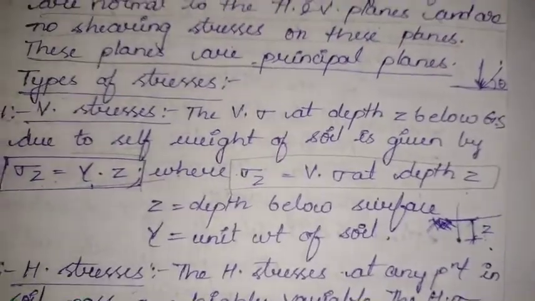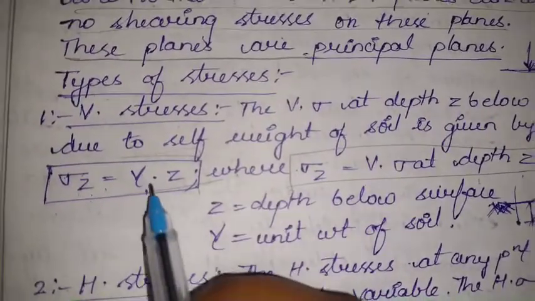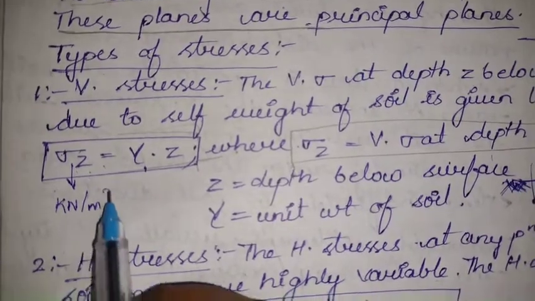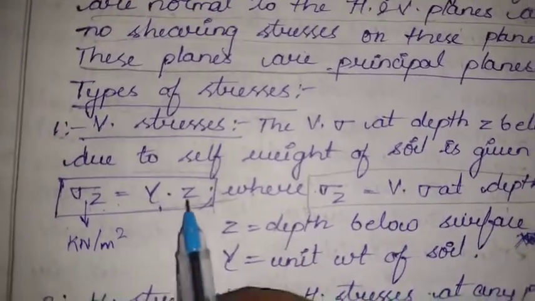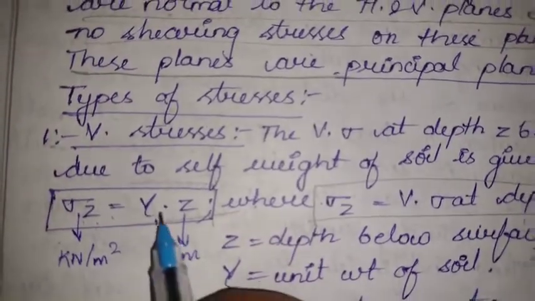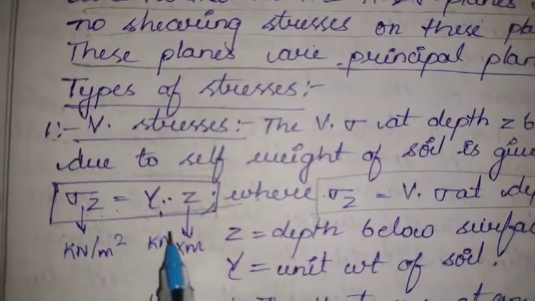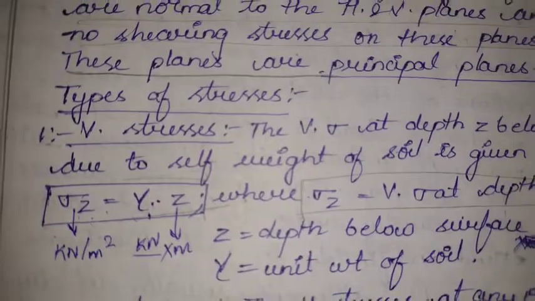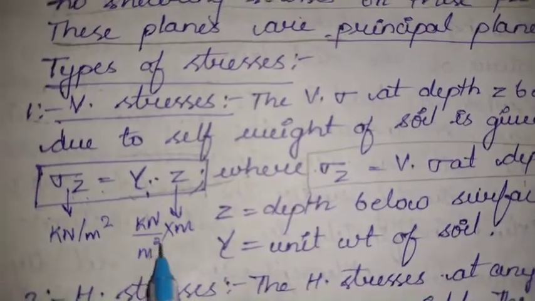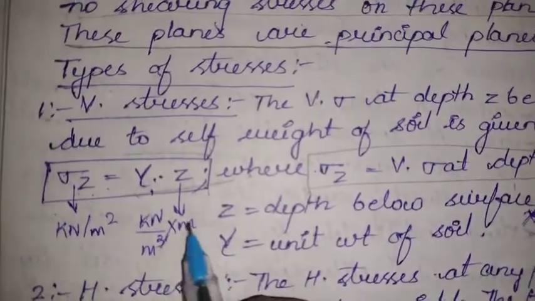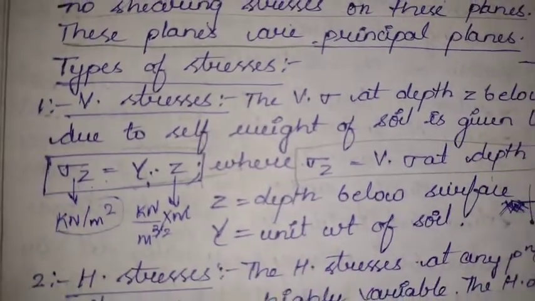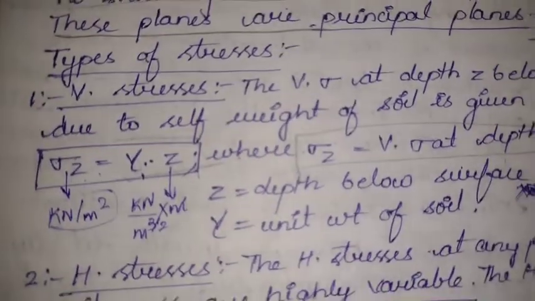We know the stress is in units kilonewton per meter square, and as Z is depth, it would be in meters. We also know the units of gamma, the unit weight, that would be kilonewton per meter cube. So this meter cube, a meter would cancel with meter square, so it is kilonewton per meter square. So these are the units for stress.